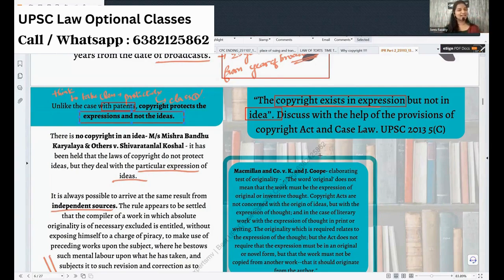I come onto the stage, I dance, I sing, or I take a lecture, or I do some performance. That performance is protected, that expression is protected. So unlike the patents, copyright protects the expression and not the idea. That was asked in 2013.